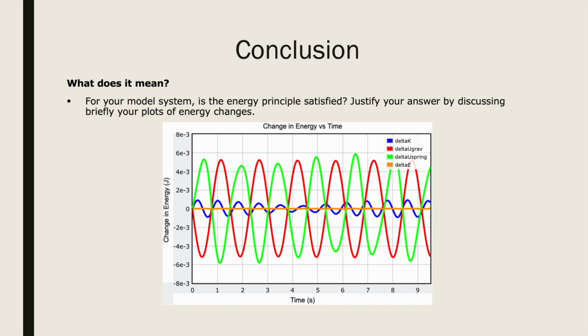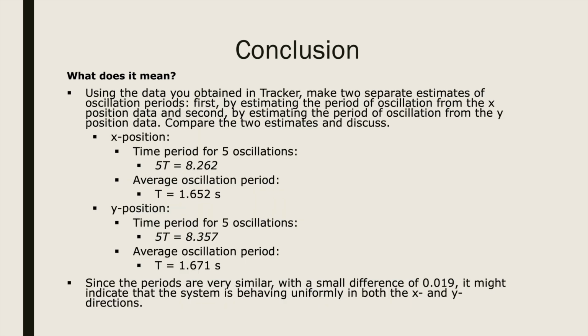The spring potential energy is equal in value and opposite in sign to the gravitational potential energy, which means it is 0, and the change in kinetic energy is also 0, as the blue line oscillates in the positive direction and then negative direction within each time interval. The period of oscillation from the x position data was calculated to be 1.652 seconds, and the period of oscillation from the y position data was calculated to be 1.671 seconds. Since these periods are very similar to each other, having a difference of only 0.019 seconds, it means that the system behaves somewhat uniformly in both x and y directions.